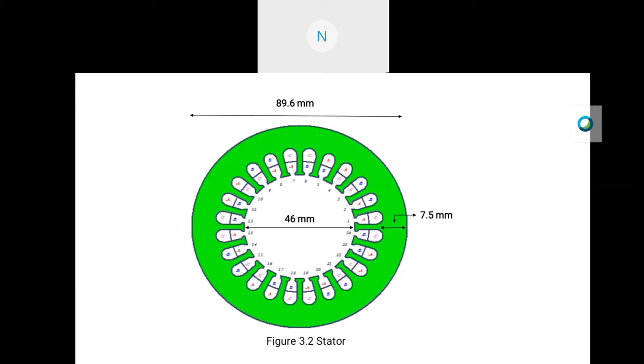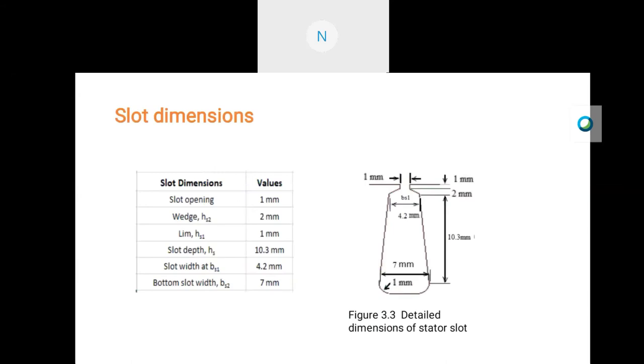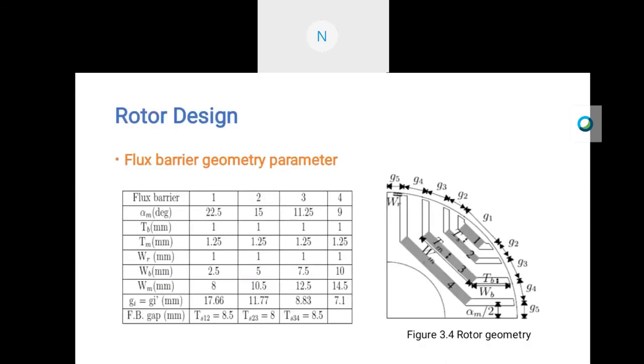Now coming to the rotor design part. Rotor design, flux barrier. In the rotor design, there are some predefined formulas. I referred to Kasif's thesis, and from that I have done all the calculations of the rotor design and rotor geometry.